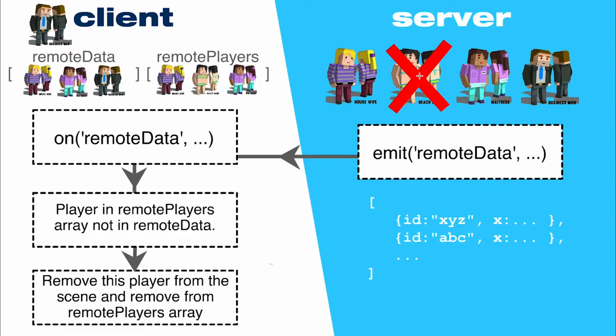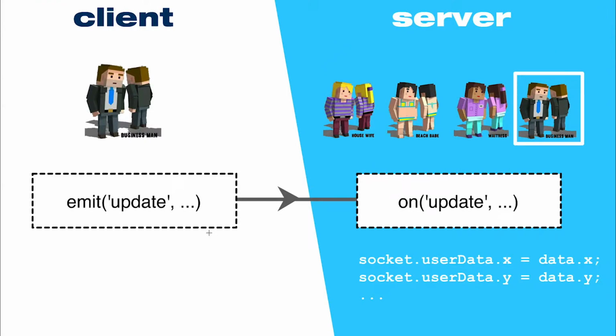Suppose a remote player disconnects, then the remote data array will not contain the ID for this player. So when we come to review the remote data on the client, we'll find a remote player that's not in the remote data. In this instance, we need to remove that player from the scene and also remove it from the remote players array.